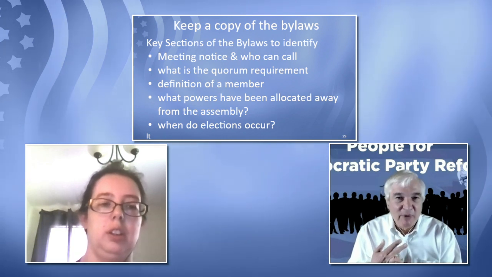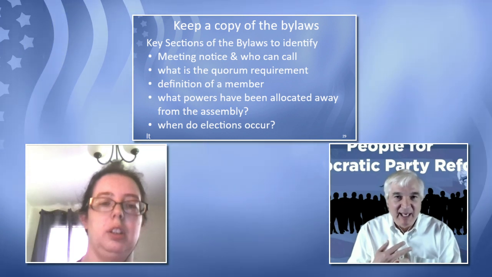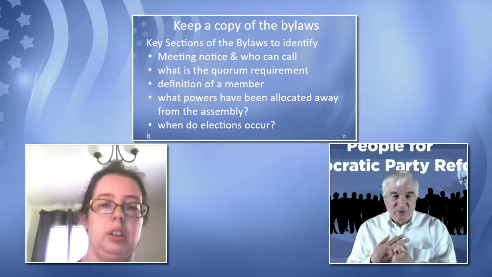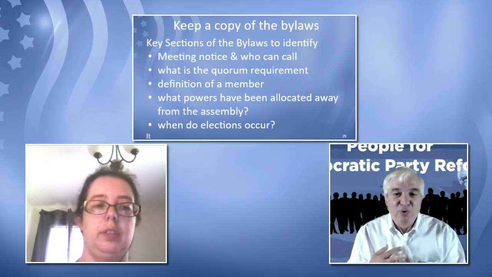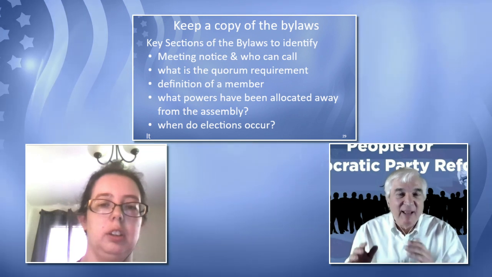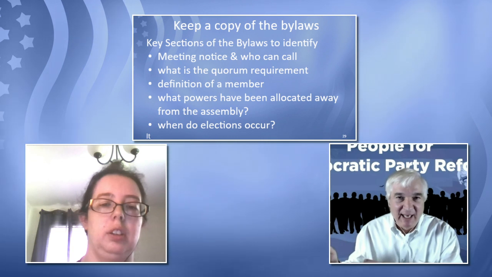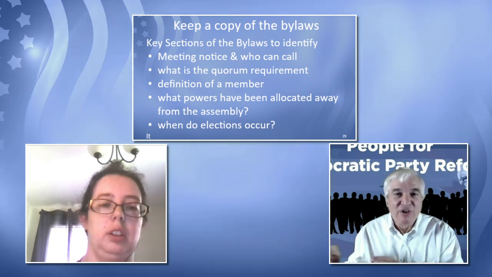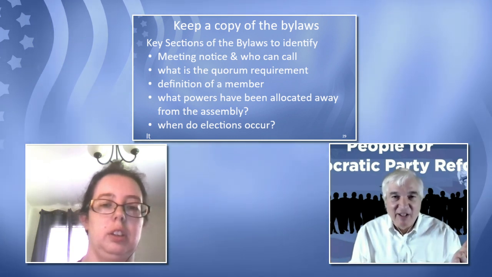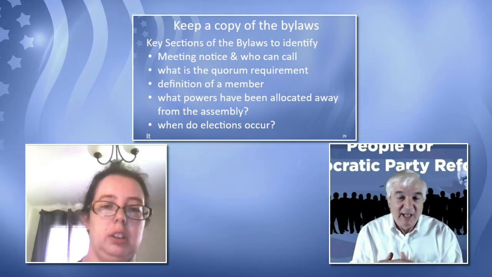What is the quorum requirement? There is a number of people that have to be in a meeting for it to be a valid meeting. Otherwise, you can question the actions that were taken in the meeting. There is an allowance where you can take actions in the meeting, but the actions have to be ratified at the subsequent valid meeting. And they can overturn the actions taken at the invalid meeting if that's what happened. So you need to know what the quorum requirement is.